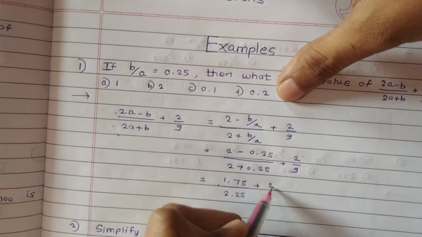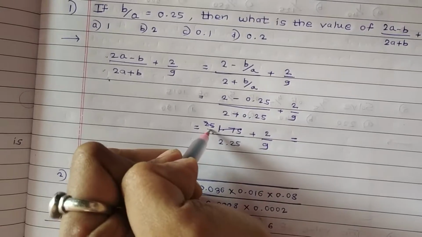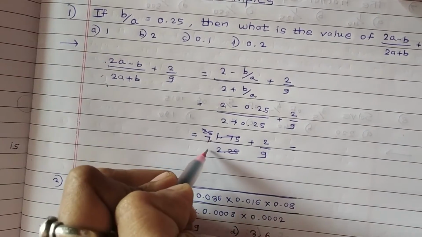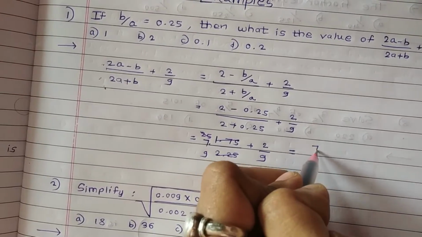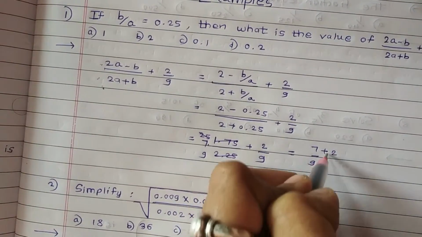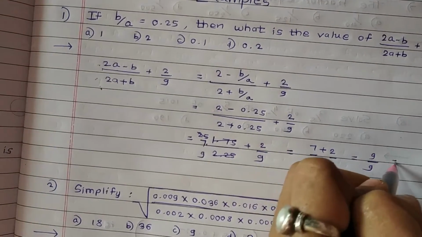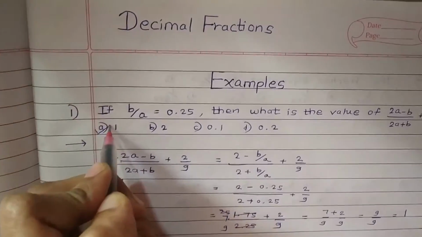2.25 plus 2 upon 9, which is equal to 25 sevens are 175 and 25 nines are 225, which is equal to 7 by 9 plus 2 by 9, which is equal to 9 by 9, which is equal to 1. Hence your option 1 is correct.